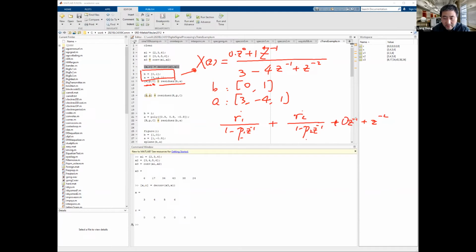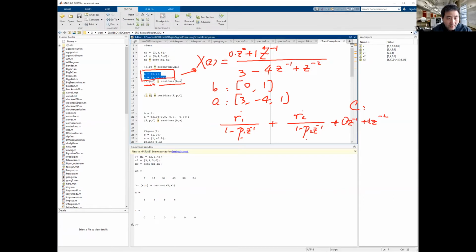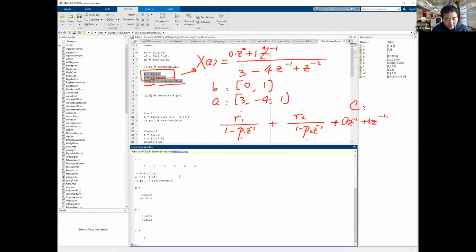But in my case, I don't have that. It's all 0 because it's proper rational format at the very beginning. So in this case, C should be all zeros. Okay, so let me work this. I copy that.